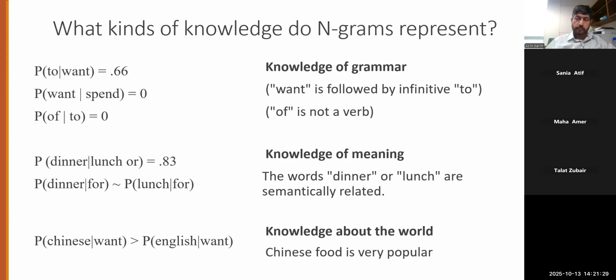So, in general, syntactic information, semantic information, pragmatic knowledge, which is, you can say, knowledge of the world. All of this is captured in some way in a language model, and you can extract it and use it in your applications.